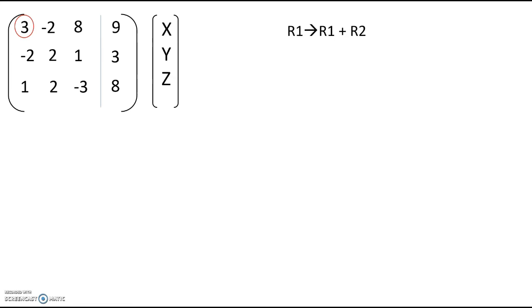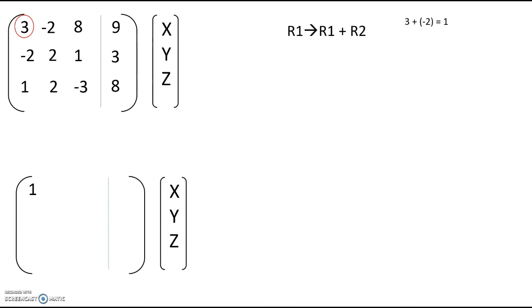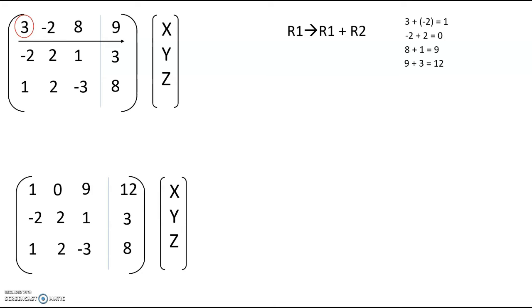So 3 plus negative 2 is equals to 1. So write down the value below that. And don't forget that we must do exactly the same thing to everything in the same row in the Gaussian elimination method. So negative 2 plus 2 is equals to 0. And then 8 plus 1 is equals to 9. 9 plus 3 equals to 12, write down there, leaving everything else as the same.